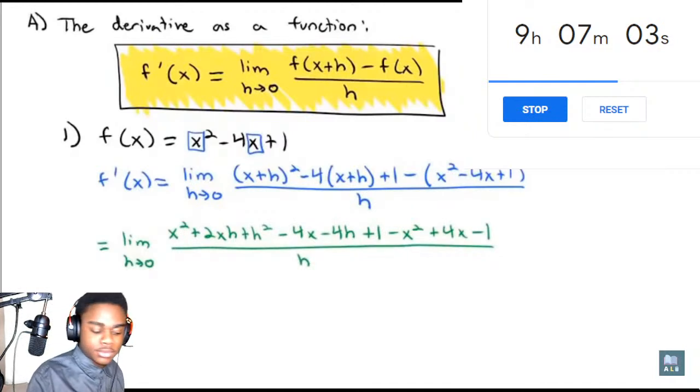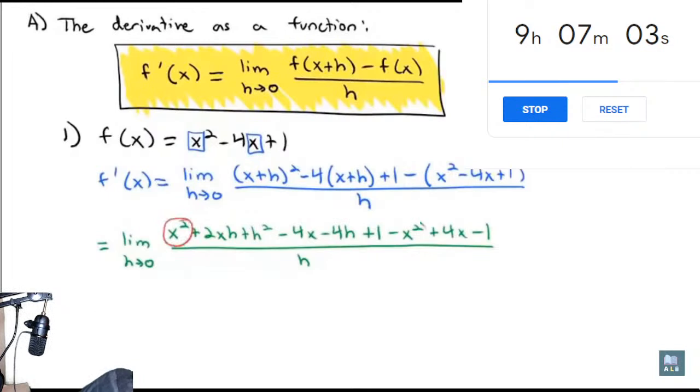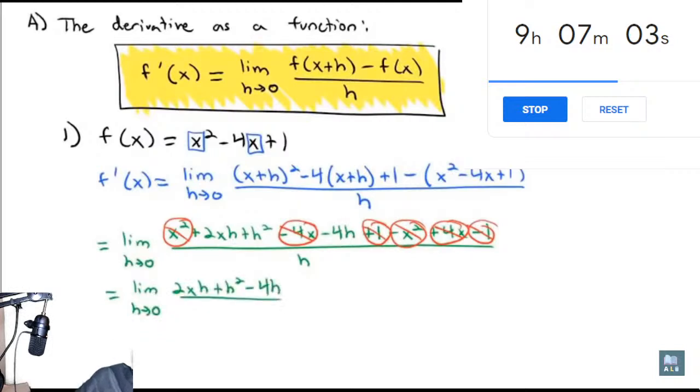Oh my gosh. But what's nice now is this is as ugly as it gets, because you'll start to see lots of things are going to disappear. We've got x squared and a negative x squared. Those go to 0. We've got a negative 4x and a positive 4x. Those go to 0. We've got a positive 1 and a negative 1. Those go to 0. And so when we clean up, we just have left the limit as h goes to 0 of 2xh plus h squared minus 4h all over h.